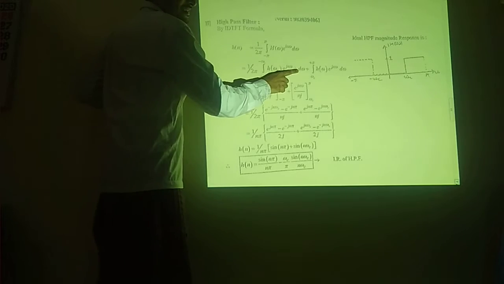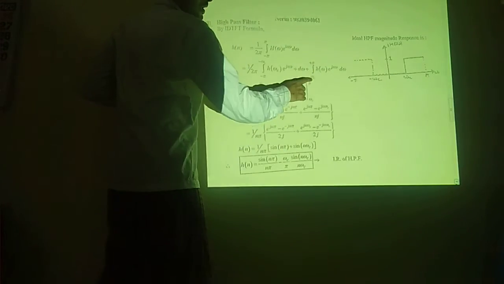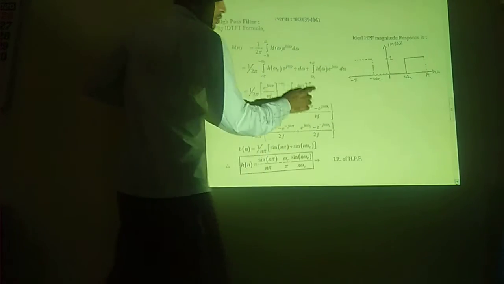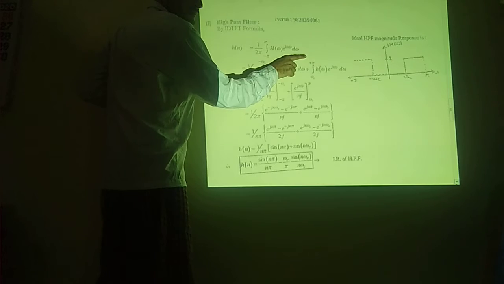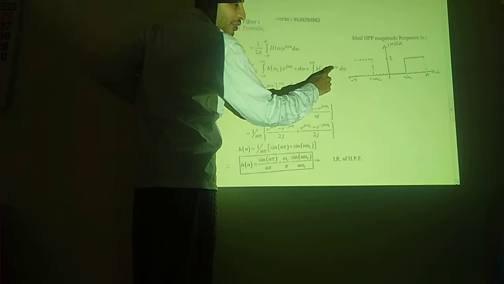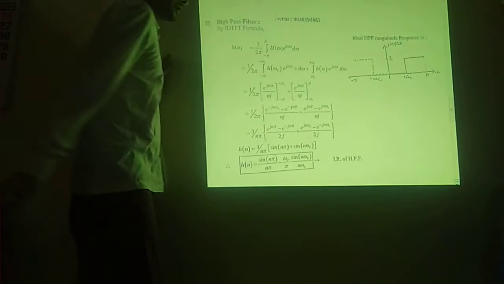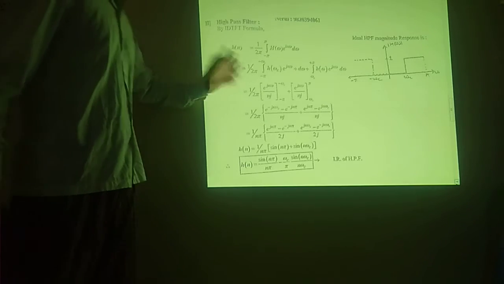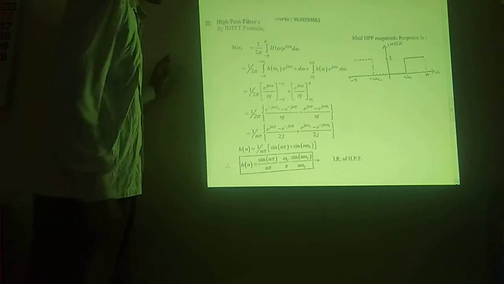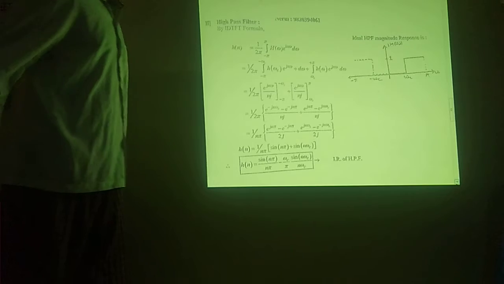Okay, plus next this part, because it is allowing only the high frequency to pass. Okay, so the limit will be from omega c to pi. So integration omega c to pi H of omega e raised to j omega n d omega. Okay, so we have got common over here 1 upon 2 pi, 1 upon 2 pi will be common for both the terms. Okay, so let us start.